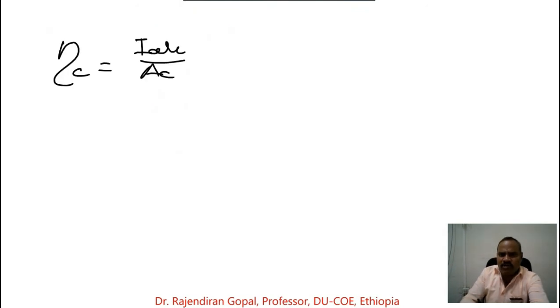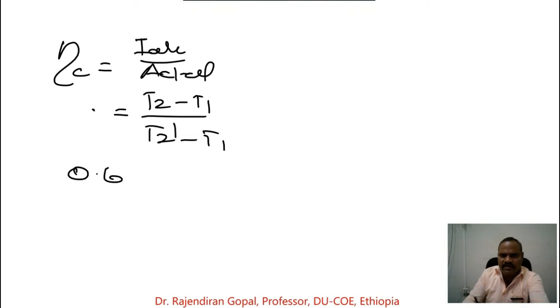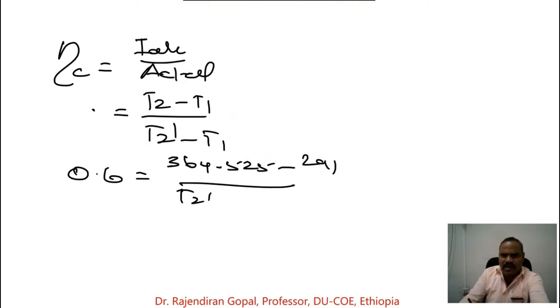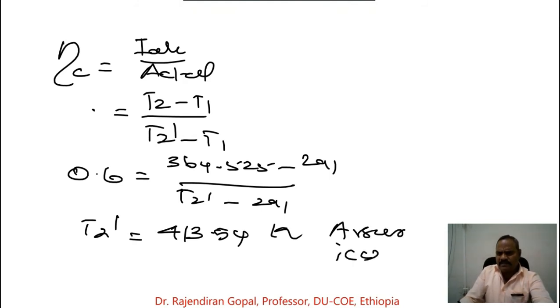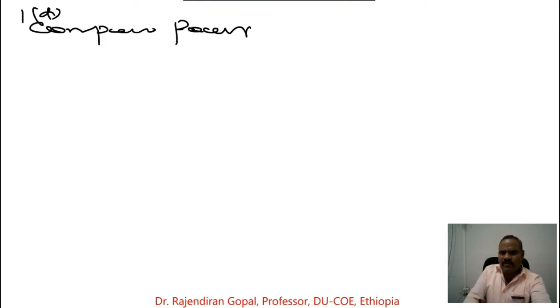Now, we know that isentropic efficiency is equal to ideal compression over actual compression, that is T2 minus T1 over T2 dash minus T1. So 0.6 is equal to 364.525 minus 291 over T2 dash minus 291. We get T2 dash equal to 413.54 Kelvin, answer 1C.